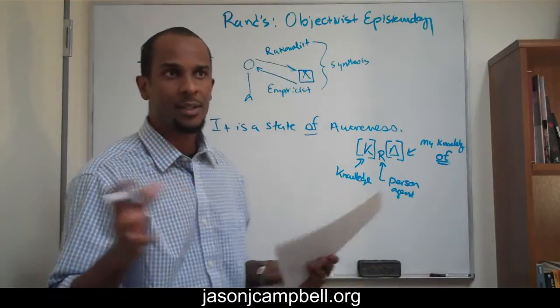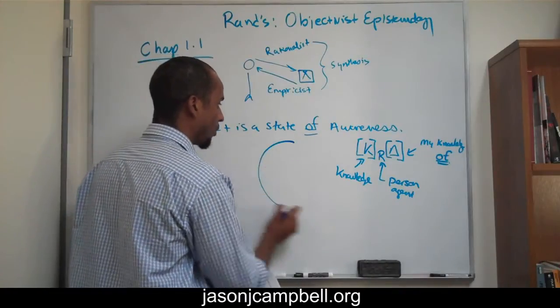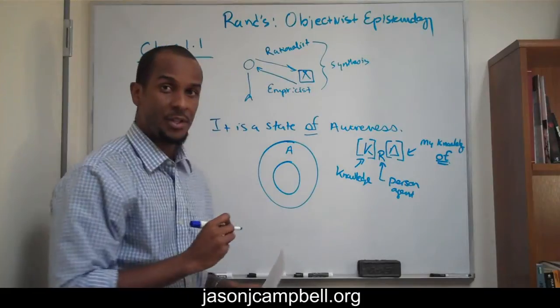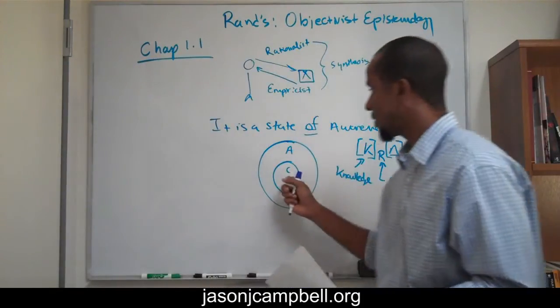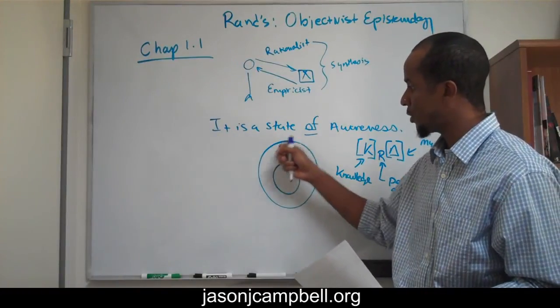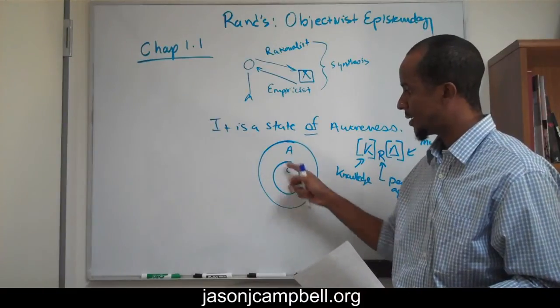So what would this look like in a Venn diagram? If you were to construct a Venn diagram, you'd have two circles, a larger circle and a smaller circle. In the larger circle, we have awareness, and in the smaller circle, we have consciousness. So consciousness becomes a subset of awareness. There's a greater set, awareness, and constituted within that set is consciousness.